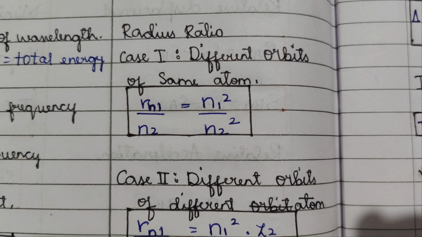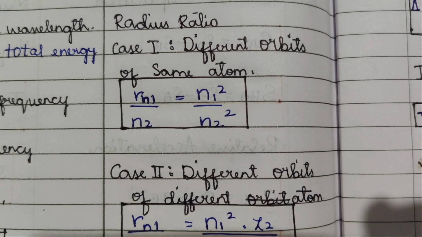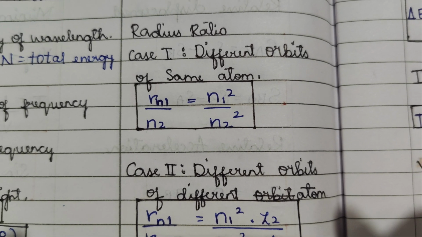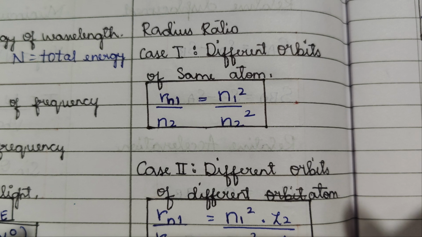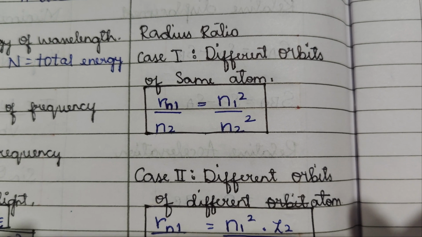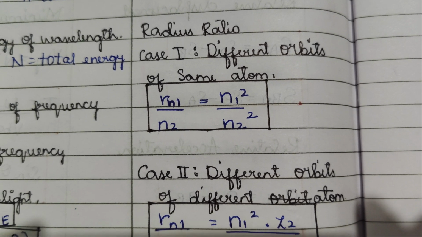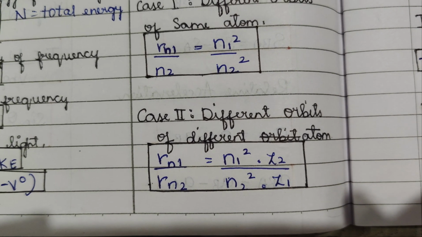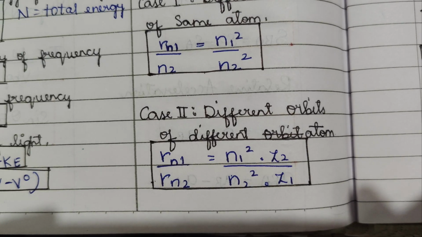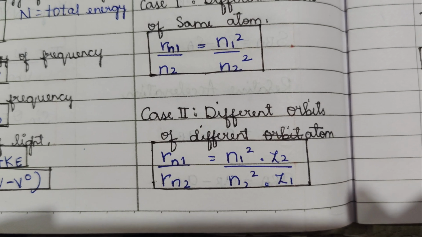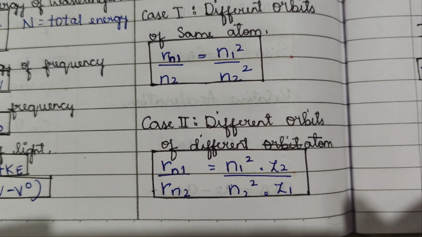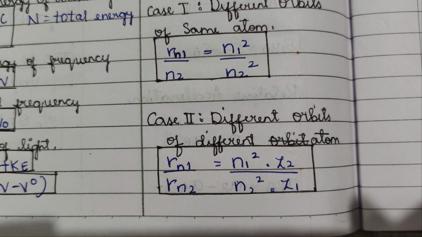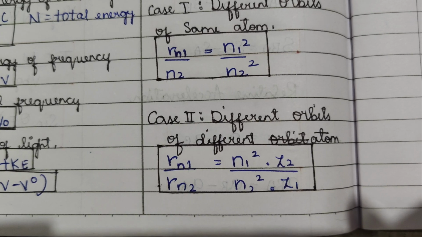Radius ratio. Case 1: different orbits of the same atom. If the same atom has different orbits, then the radius ratio rn1 by rn2 is equal to n1 square by n2 square. Case 2: different orbits of different atoms. If different atoms have different orbits, then the ratio rn1 by rn2 is equal to n1 square into z2 divided by n2 square into z1.